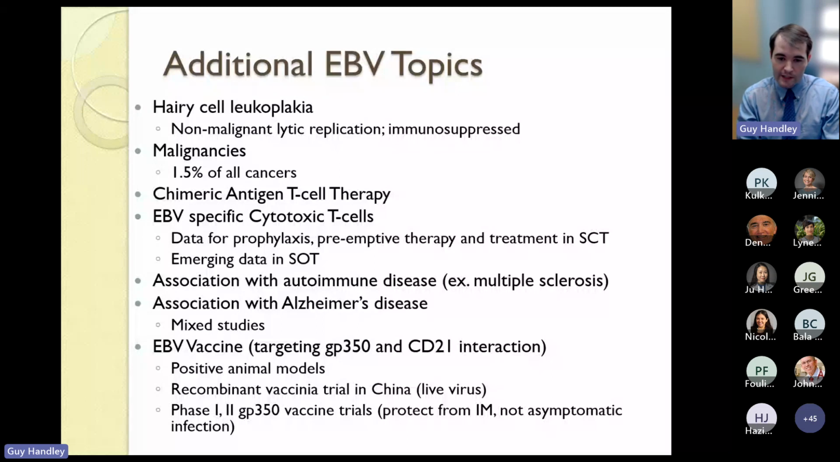There are some animal models that suggest you may be able to block acquisition of EBV, but in phase 1 and 2 human studies, it seems to protect you from developing symptoms, but not actually prevent infection overall. A lot of research is still going into this because if you could prevent acquisition of EBV, which is implicated in 1.5% of all cancers, you could potentially prevent a lot of cancers, similar to what we are going for with HPV, and then certainly even treating things like Hep C.